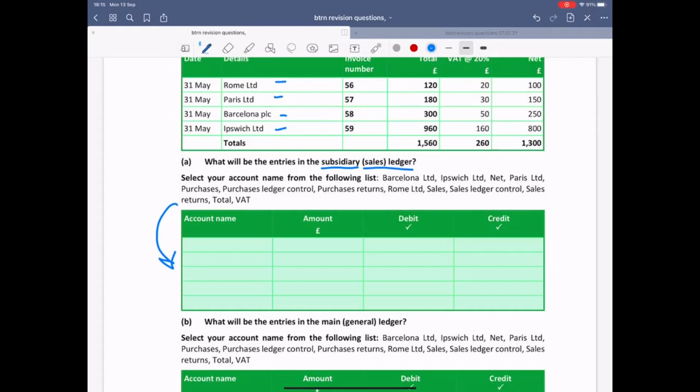So in terms of the individual subsidiary sales ledgers that we need to update, we're going to take the actual name. So in our pick list, you'll see that they're dropped into the middle of here. And so we're going to just add those in under the account name. So we've got Rome Limited, Paris Limited, Barcelona PLC, and we've got Ipswich.